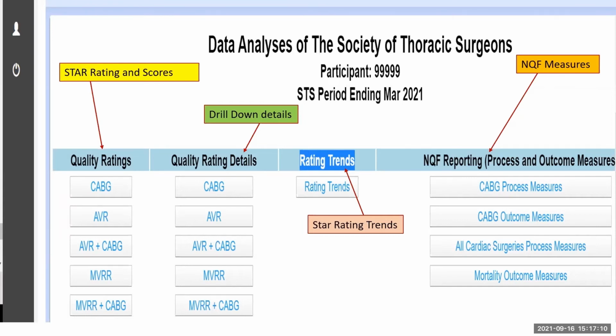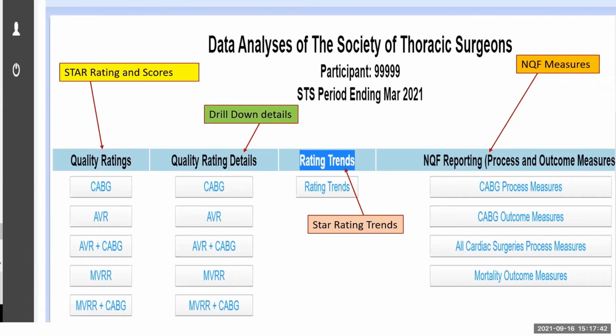So when you get into your operational report, quality ratings, well, what does that mean? Well, that's your star ratings and your scores. That's what you're going to find under quality ratings. But a lot of people want to see their star ratings. Drill down reports. Okay, so this is your quality rating details. That's basically you're drilling down. So you'll be able to drill down on why you got those quality ratings.